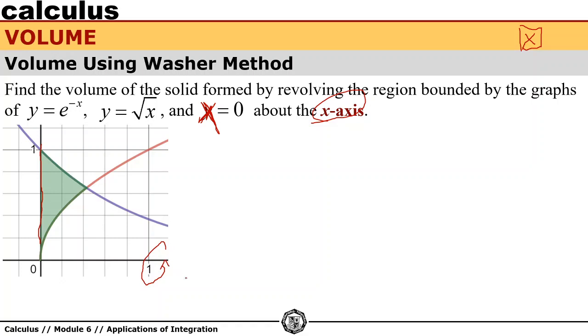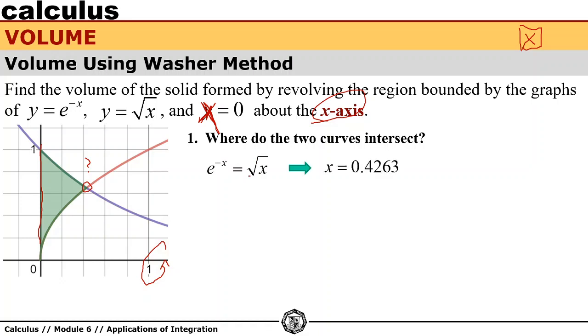First, we are going to find where the two curves intersect. Right now, I know it's starting at 0, but I don't really know where this is. This is 1 out here, so it's definitely a decimal. So we don't know what that intersection point is. The way to figure that out is to take the two curves and set them equal to each other. If you set e to the negative x equal to the square root of x, you get 0.4263. That's going to be important because it's one of our limits of integration. The left-hand limit is just going to be 0 because we're starting at 0.